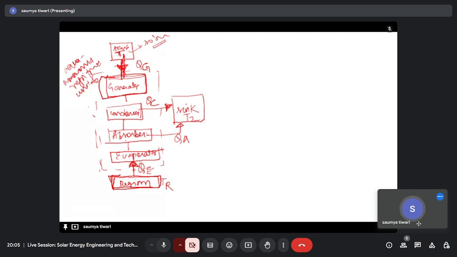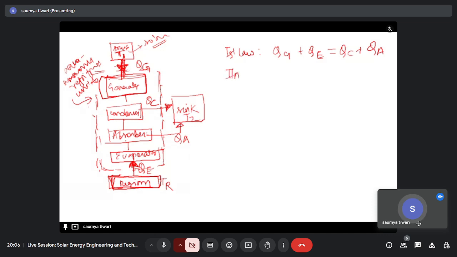Now by the first law of thermodynamics, if we write the heat balance, then heat in will be equal to heat out, right. So it will be Qg plus QE. This is the system that we are talking about, the aqua ammonia refrigeration unit. In this unit the incoming heat is from the region that needs to be cooled and your source, right. So it's Qg plus QE, and the heat going out from the system is basically from the condenser and absorber, right.